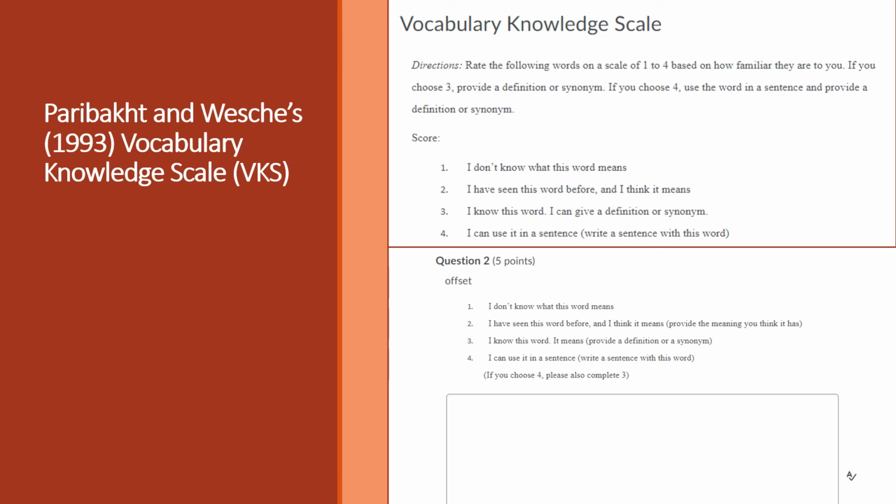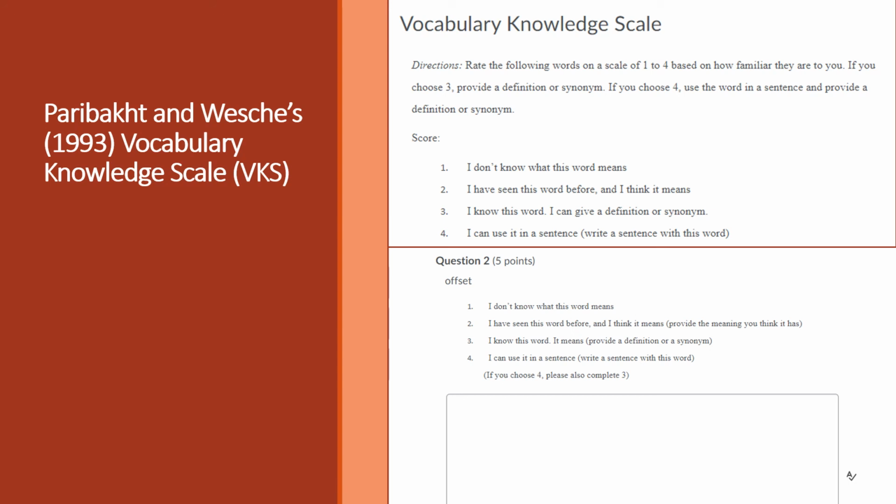So then the students would look at the word and they would either choose 1, I don't know what this word means, 2, I've seen this word before, I think it means, and then they would fill in the gap. And then 3, I know this word, I can give a definition or synonym. And 4, I can use it in a sentence, and they would write a sentence with the word.